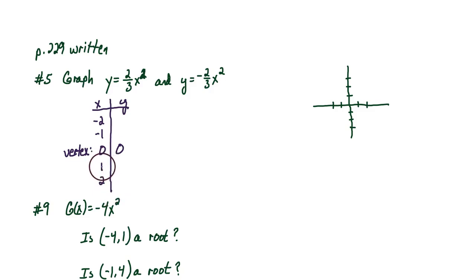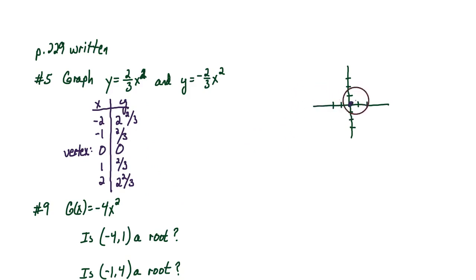I'm going to begin with the 1. 1 squared is 1, and 2/3 times 1 is 2/3. This result here will also be 2/3. Now I'm going to substitute 2. 2 squared is 4, and 2/3 times 4 is 8/3. 8/3 is the same as 2 and 2/3. This number up here would end up being 2 and 2/3. Now we can graph that parabola.